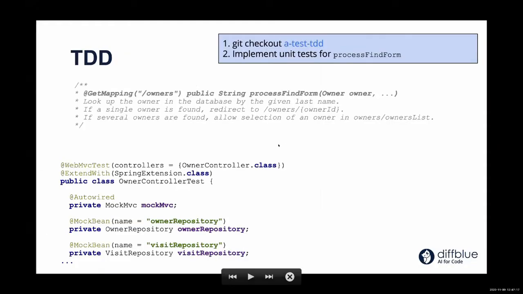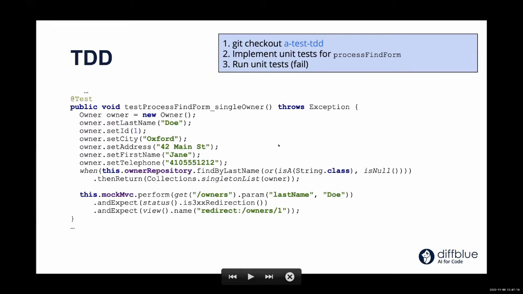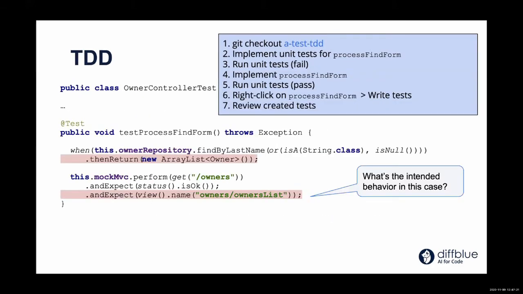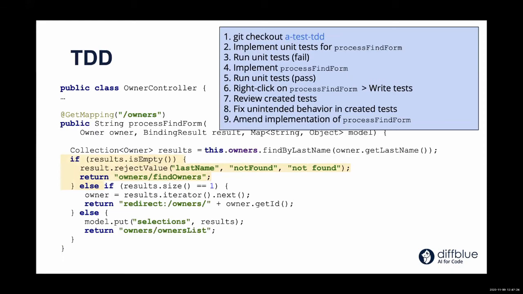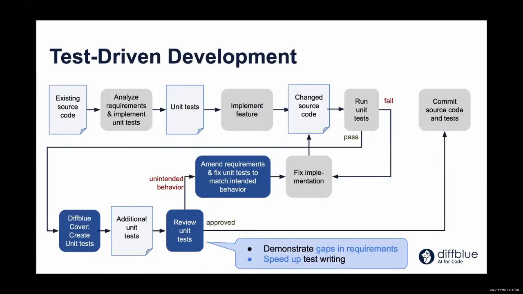Good. So what is happening here? Let me go to the schematic. We had existing code. We analyzed the requirements, implemented the unit tests. Then we implemented the feature, ran the tests, and of course, if one of the tests failed, then we would have a bug in the implementation. We didn't have this in that case. The implementation was correct. And usually we would say, okay, everything is fine, let's commit.